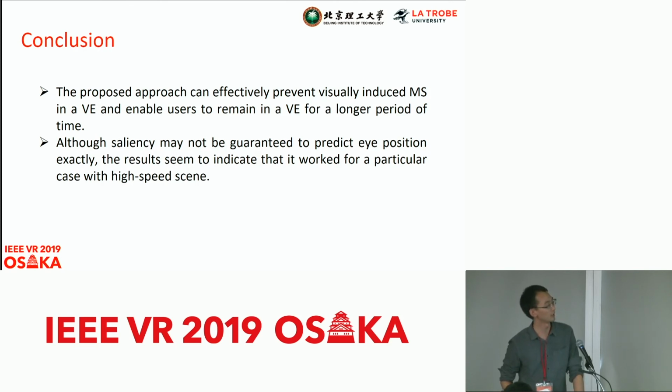So we think that although the saliency may not be guaranteed to predict the eye position exactly, the results seem to identify that it works for a particular case with high-speed scenes. So our future work will be to demonstrate that our method is a more general method to reduce the visually induced motion sickness. Thank you.